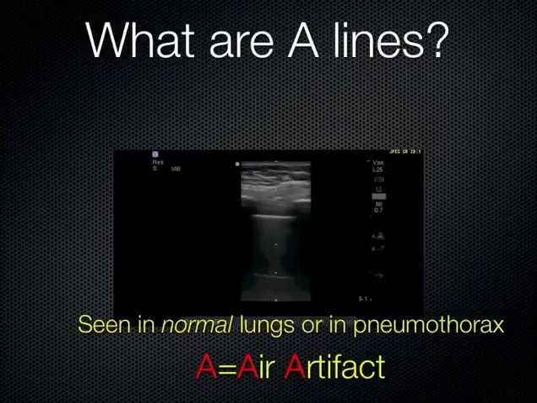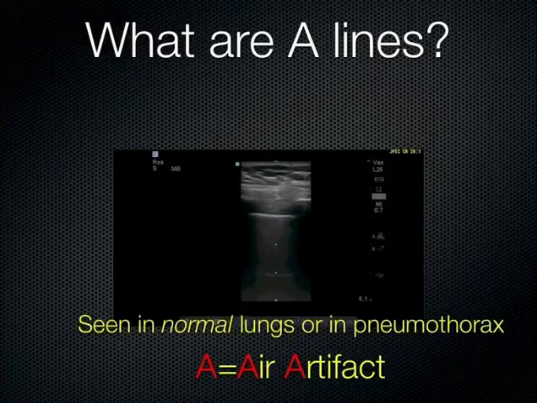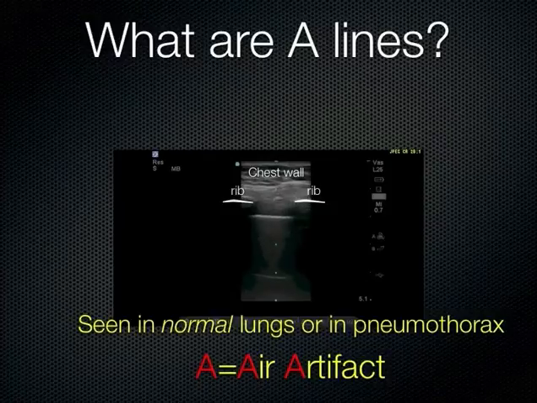This is obviously a high frequency probe. This is the chest wall, and then you have the ribs. The cortex of the ribs are bright white. The pleural line, or visceral parietal pleural interface, is just below, usually about a half centimeter below the ribs, depending on the patient's body habitus.